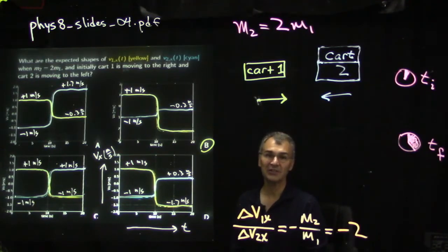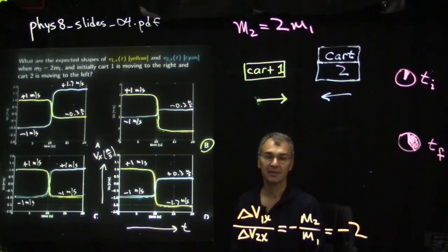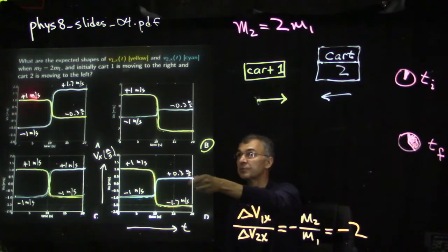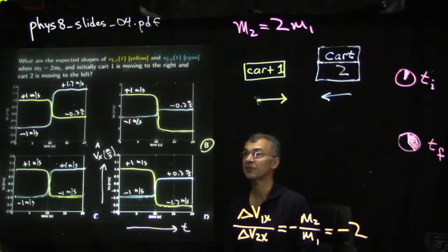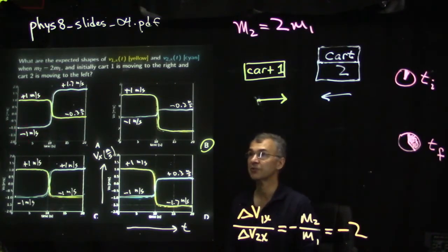Now, the change in velocity for cart 1, the less massive cart, should be twice the magnitude and of course in the opposite direction of the change in velocity for the more massive cart. So let's see what we have here. If we look at A, we go from +1 to minus 0.3. That's a change of minus 1.3. Here we have it go from -1 to plus 1.7. That's a change of plus 2.7.